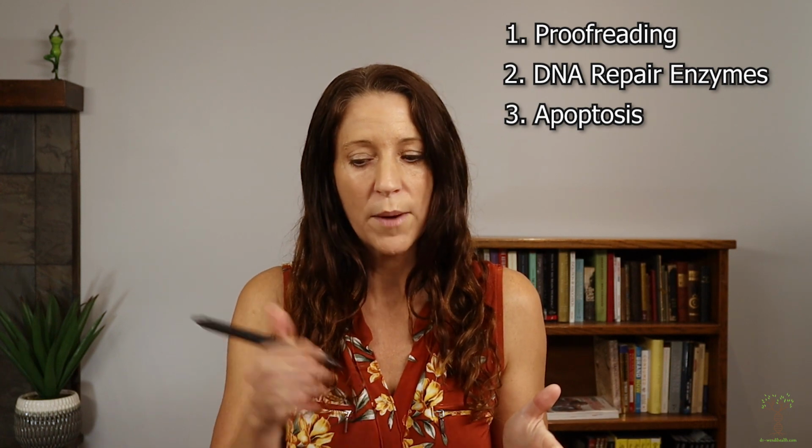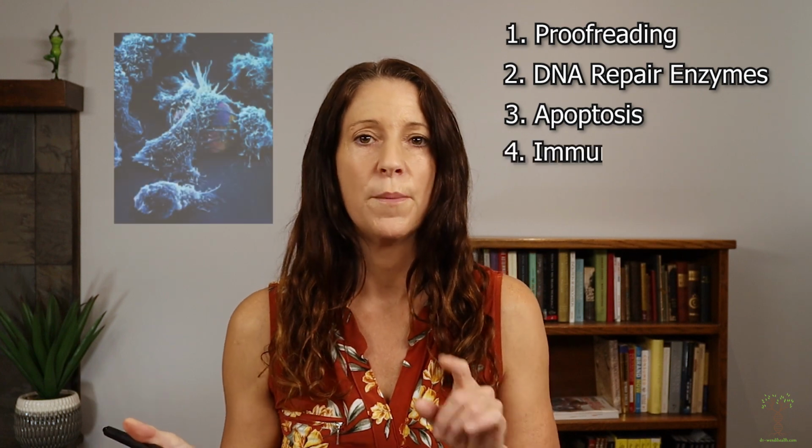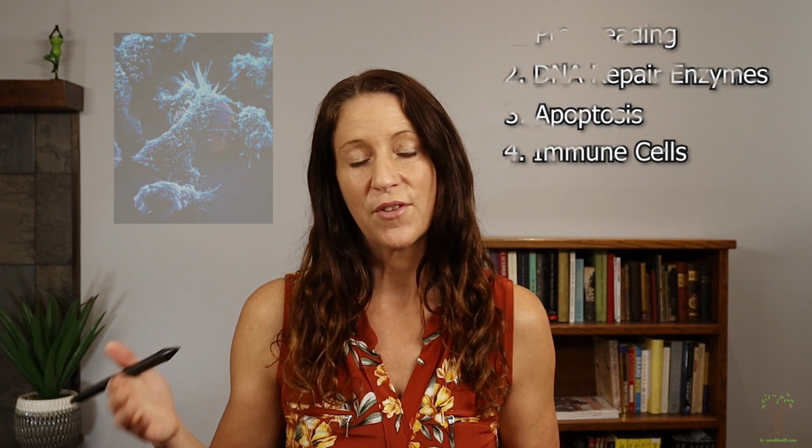We actually have one more redundant measure, and that's our immune system. Immune cells can attack mutated cells, like cancer cells. And then if all of those mechanisms fail, if you have a non-functional or a misformed protein, then you can end up with a disease.